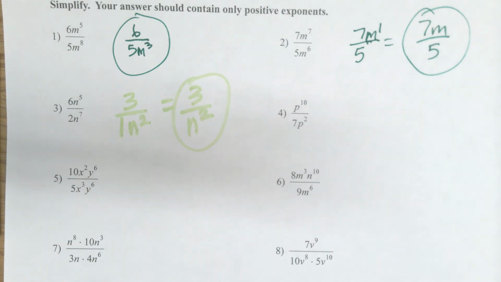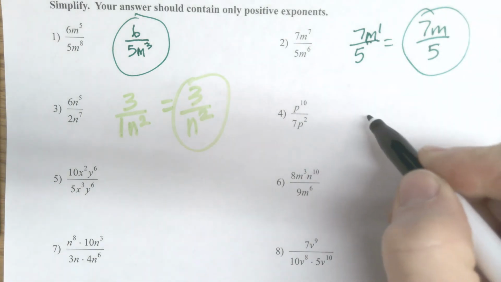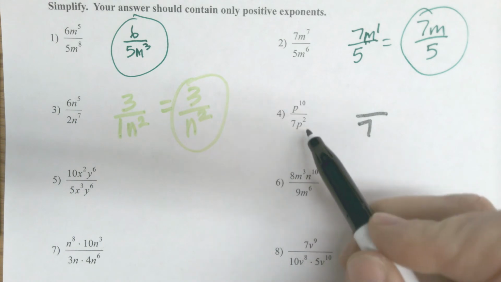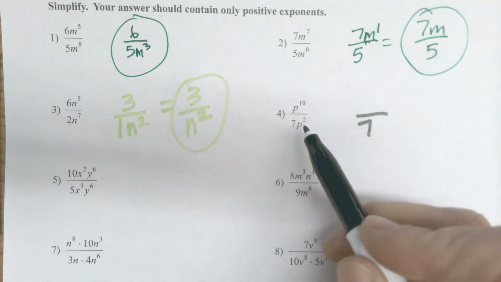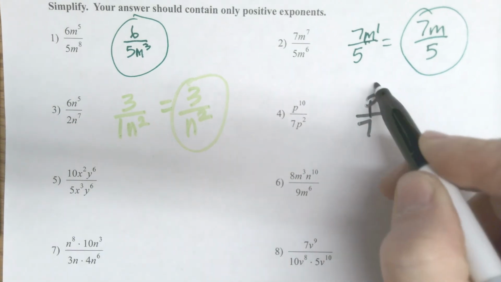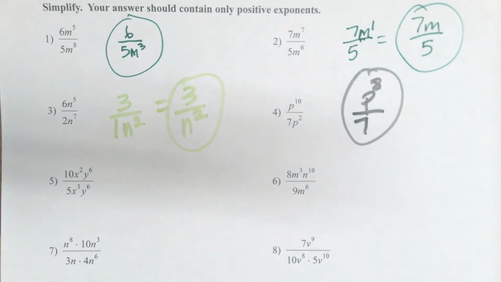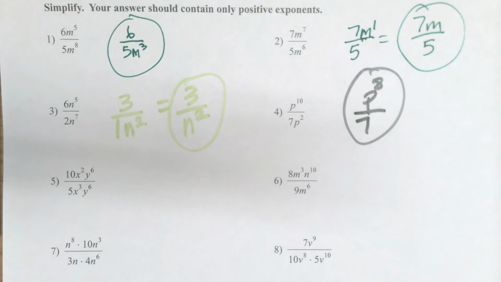If I don't have numbers on both parts, then I just leave the number where it is. In problem number 4, I have 10 p's on top, 2 p's on the bottom. That means I have 8 more p's on top. There's my final answer. So it's just about subtracting.